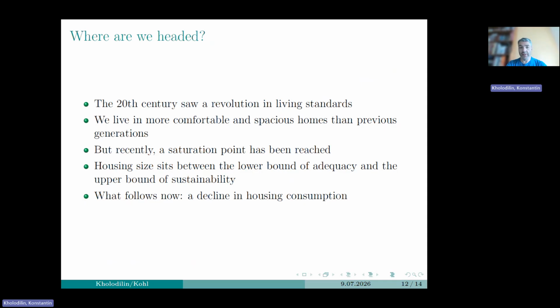What follows now is a decline in housing consumption. So until now, we observed it in the newly built housing sizes, and I predict that in the next years, we will see it also in the average sizes of the existing housing, in the housing stock. This process is quite slow.